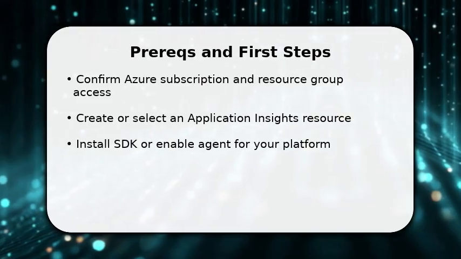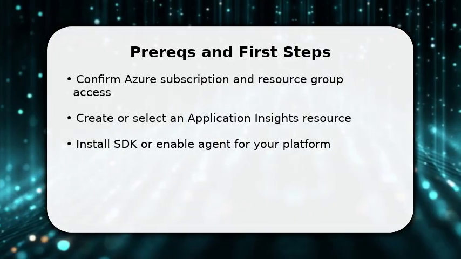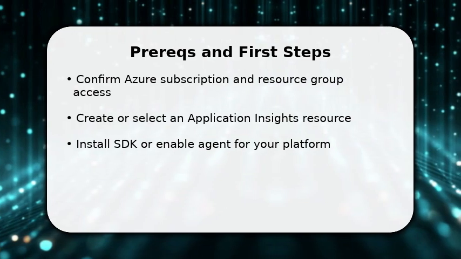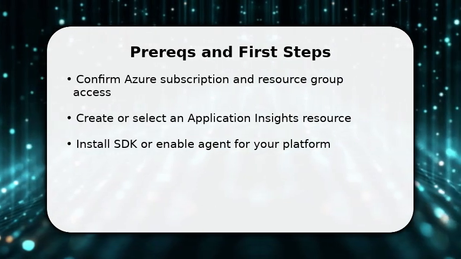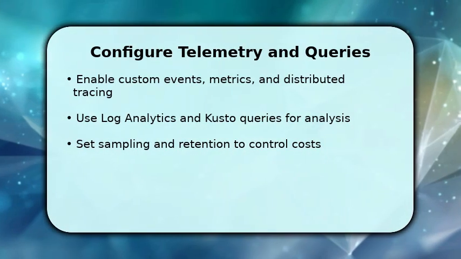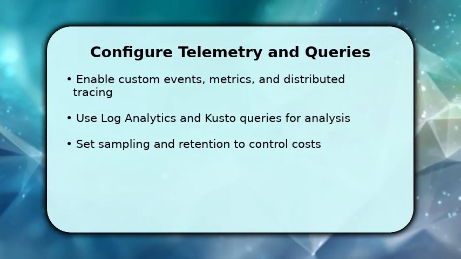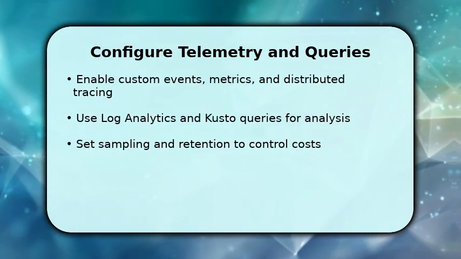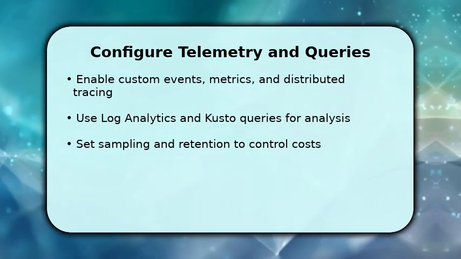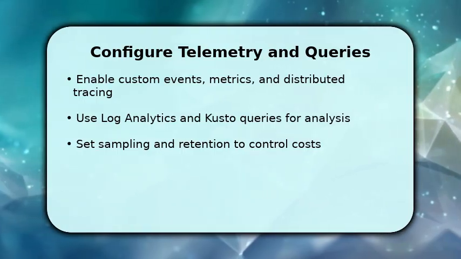After deployment, verify basic telemetry flows, request, exception, and dependency data, so you know the pipeline is live before moving to deeper diagnostics. Once basic telemetry arrives, enable custom events and distributed tracing to connect requests across services. This reveals root causes. You should configure metric collection and define sampling rules to balance detail versus cost.